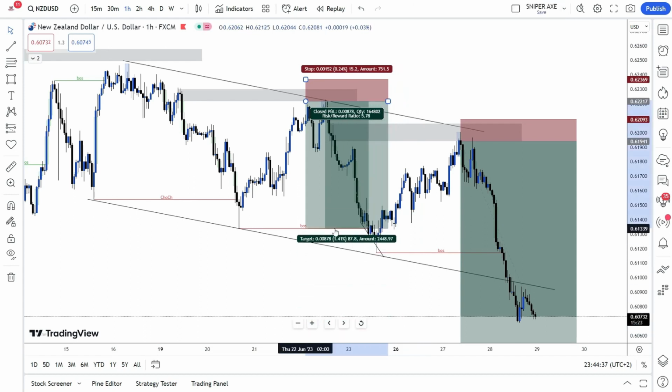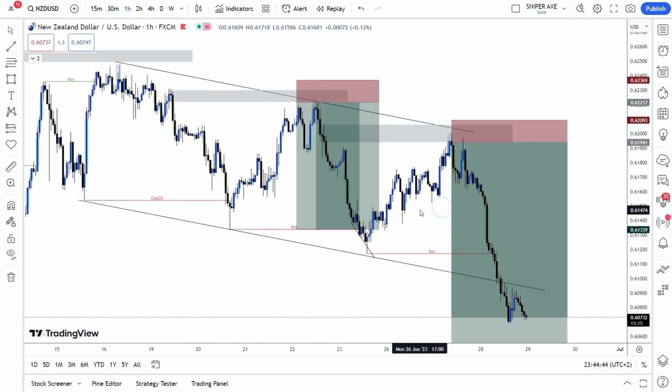Then you just target those lows, right? Risk 15 pips for 87.8 pips. That was just too good. After that, you get another BOS, right? Then you get your corrective move, right?